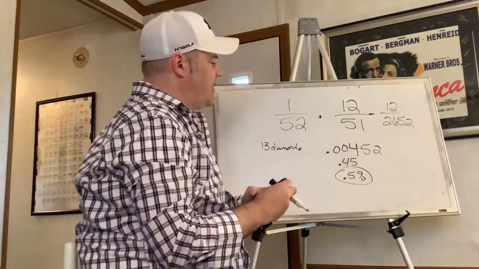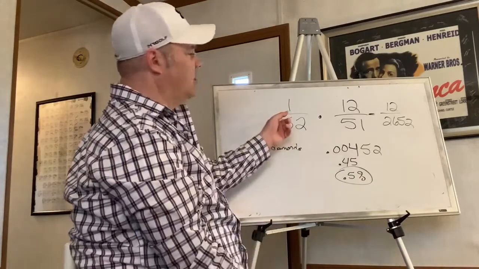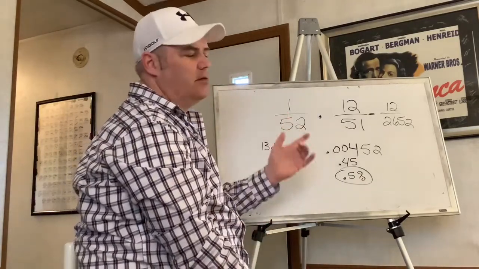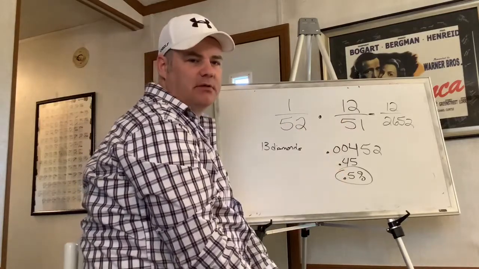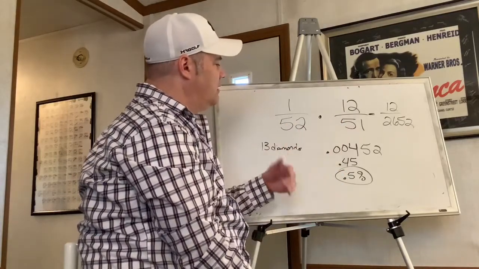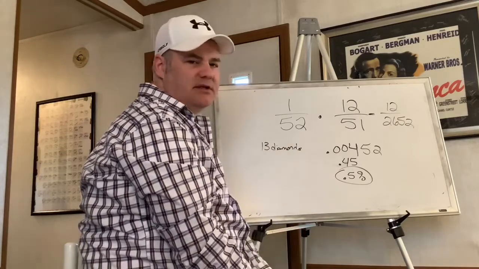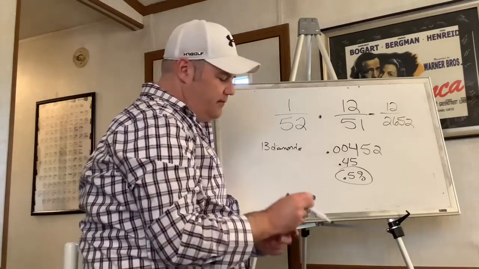You say, well, why is that so low? Because this card was really hard. You know, that first draw was really hard. But the second one became easier, but the first draw was really, really hard. So 0.5% rounded to the nearest tenth on that, okay?